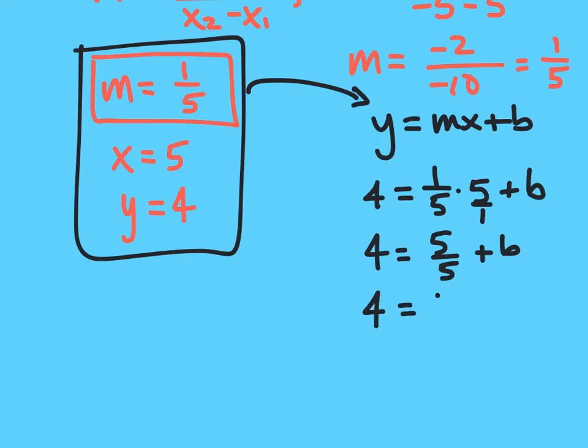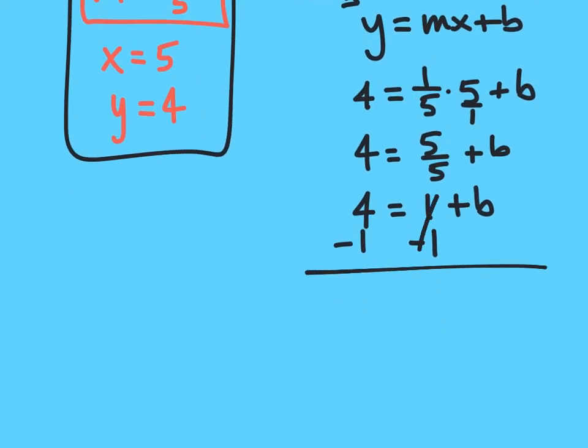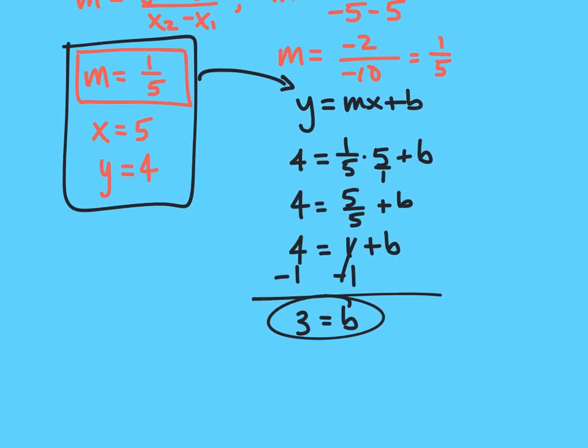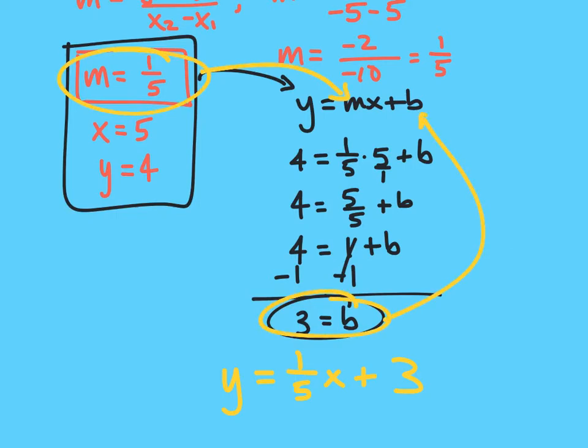So 4 is equal to 1 plus b. I'm going to subtract 1 from both sides, and that's going to give me a value of 3 is equal to b. All right. So I have my slope, I have my y-intercept, and I can write my final answer as y equals 1/5 x plus 3. All I'm doing is taking my slope, substituting it in for m, taking my y-intercept, plugging it in for b, and then writing my equation.